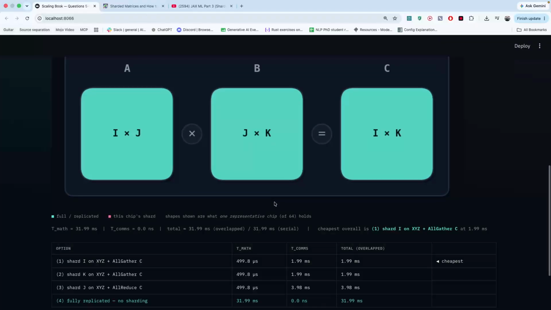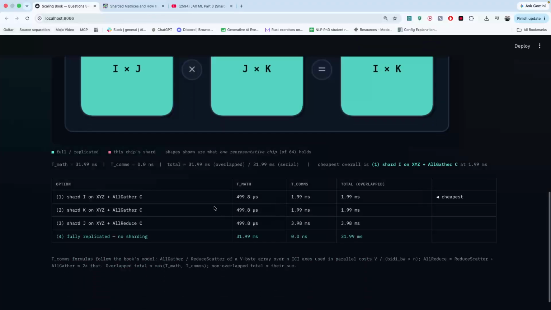So yeah, if I take the TPU v5p architecture, you can see the comms for the first two cases, where the non-contracting dimensions were sharded, is nearly similar, but here the comms is almost twice as expensive because of the all reduce.